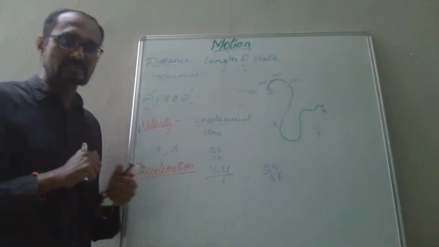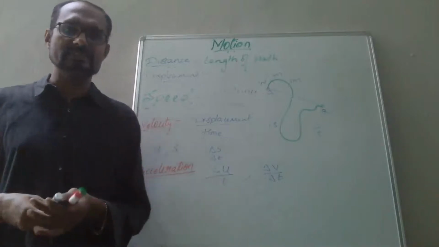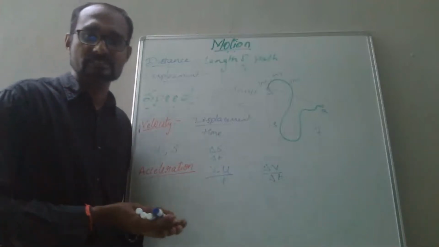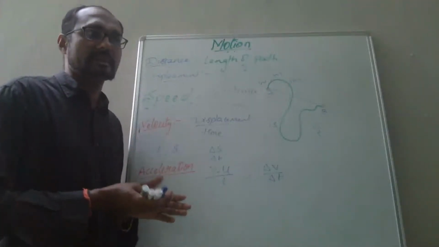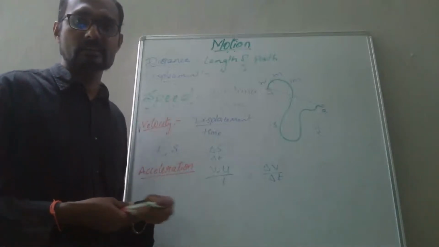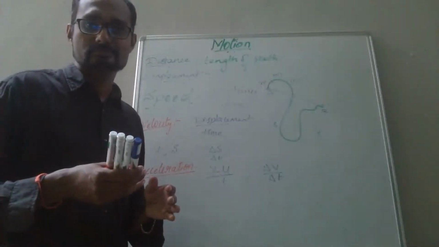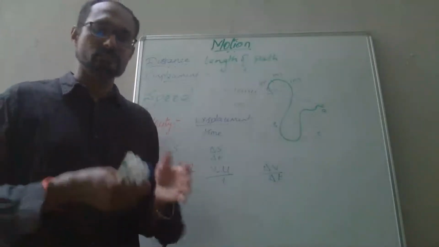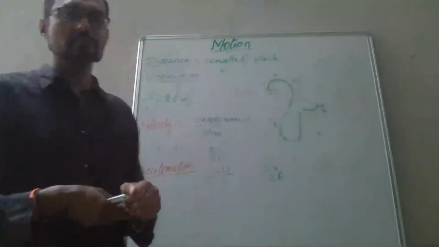Now what about velocity? Instead of distance we will use displacement. That is the only difference. We use the word displacement in place of distance. Distance can be equal to displacement if a body is traveling along a straight line path.